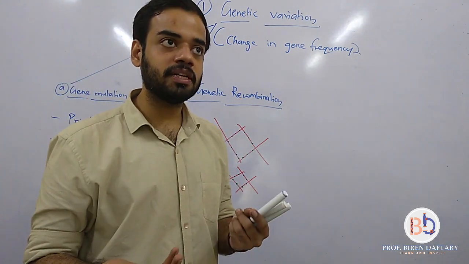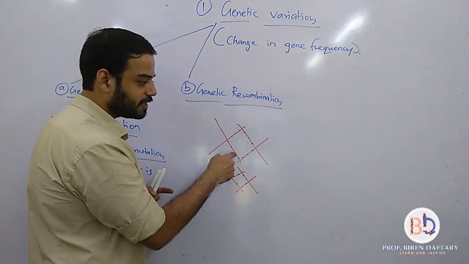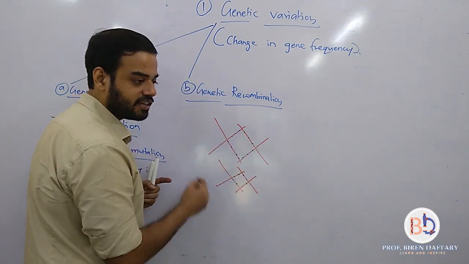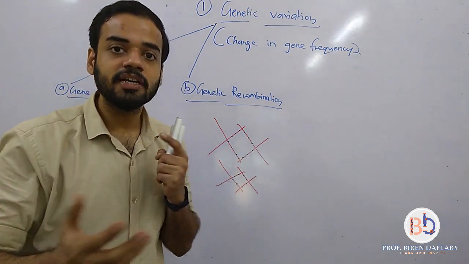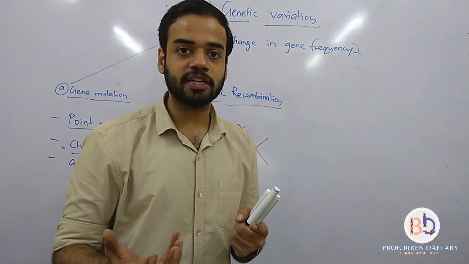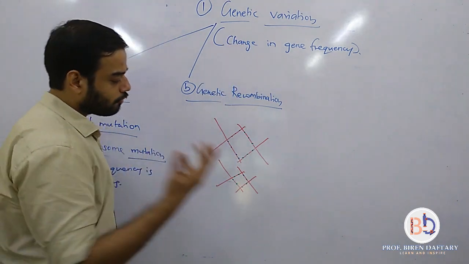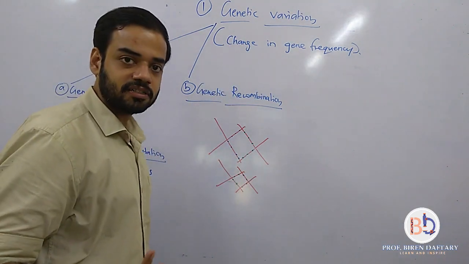Why is it called recombination? Because the earlier combinations did not remain the same. Now this part has recombined over here, and this part has recombined over here. So that is a mixing which is occurring. That is called genetic recombination, or it is called crossing over. So obviously the gene frequencies will change.